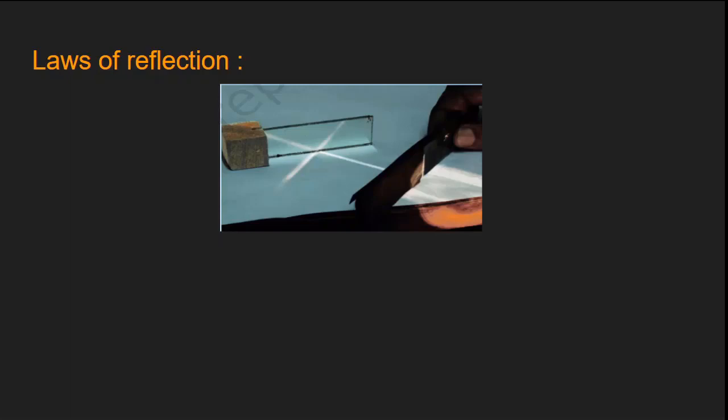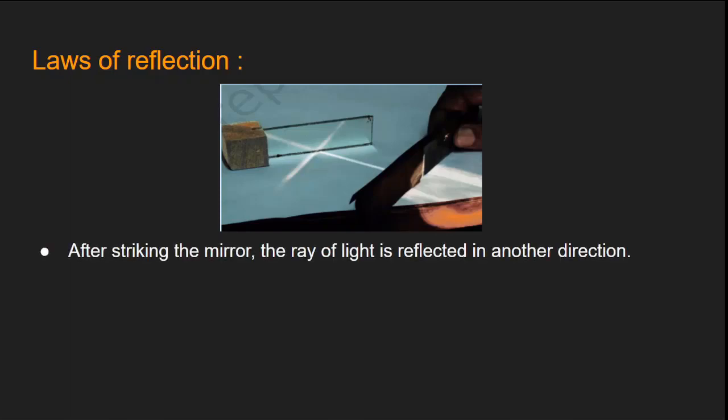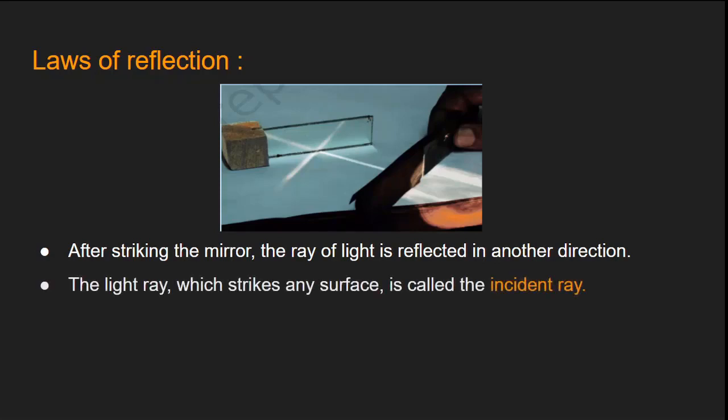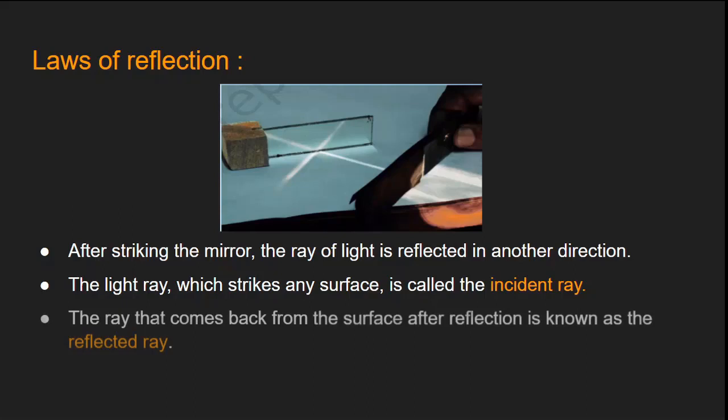Place a strip of plain mirror in the path of the light ray, as you can see in the image. What do you observe? So it is observed that after striking the mirror, the ray of light is reflected in another direction. The light ray which strikes any surface is known as the incident ray. Now, the ray that comes back from the surface after reflection is known as the reflected ray.